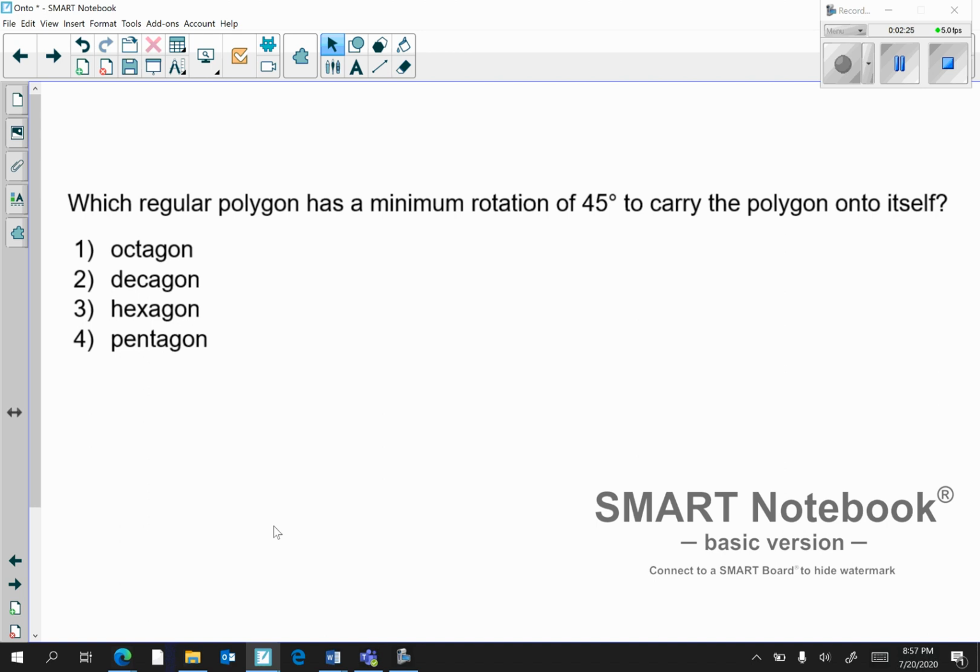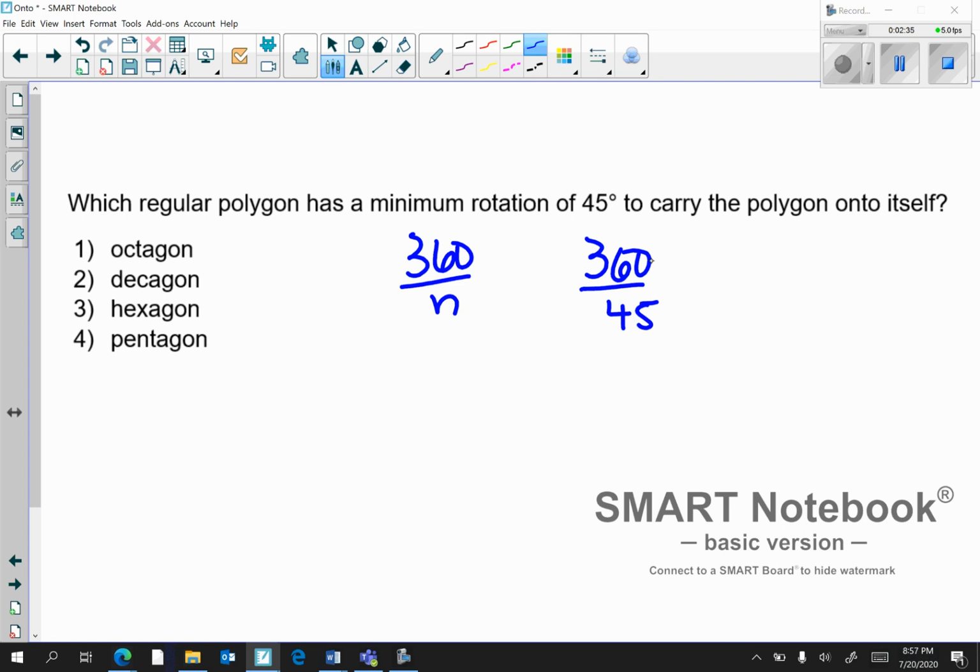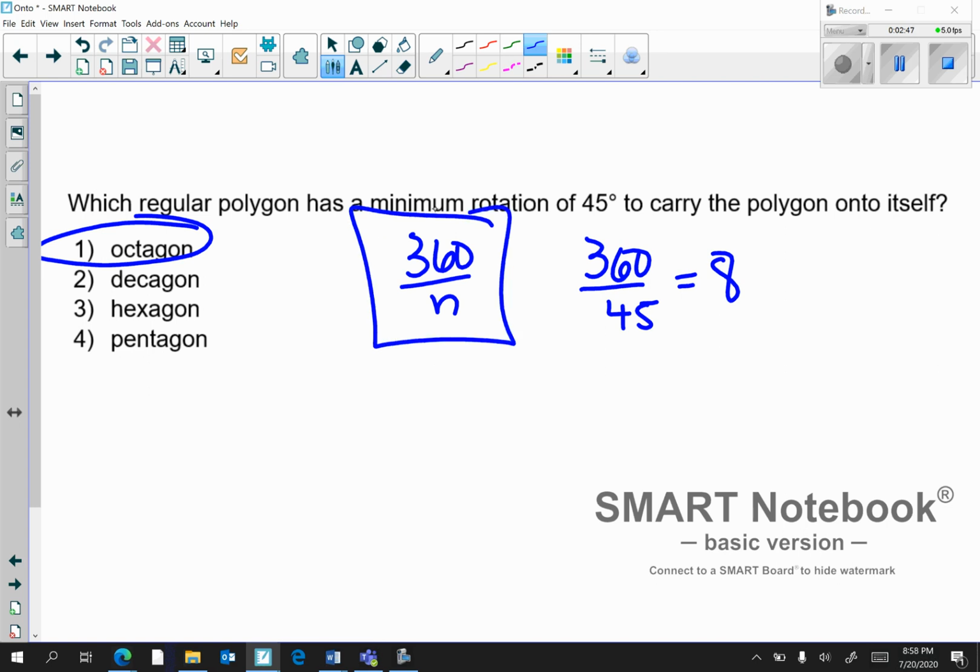So we still use the formula 360 divided by n. So I'm going to do 360 divided by 45, and that's going to give me 8. So what polygon has 8 sides? That's an octagon. So this formula of 360 divided by n is really important anytime you see the word onto or minimum angle of rotation.